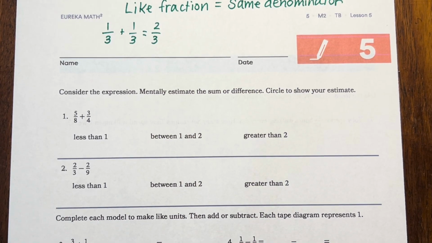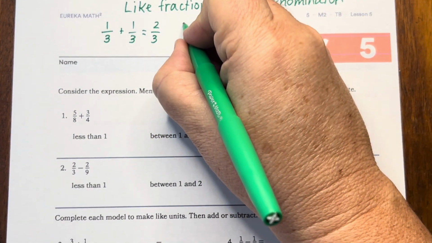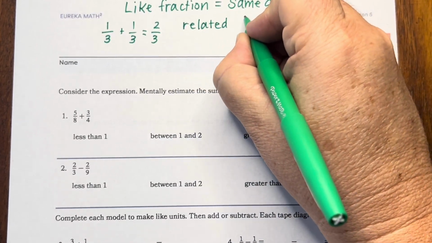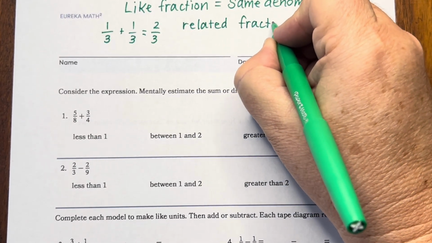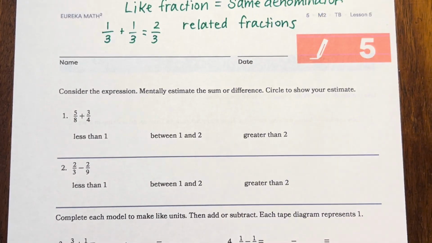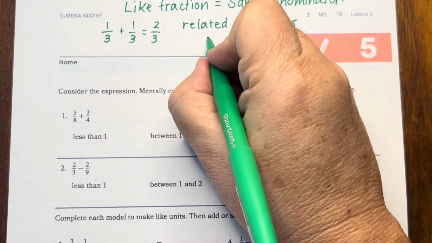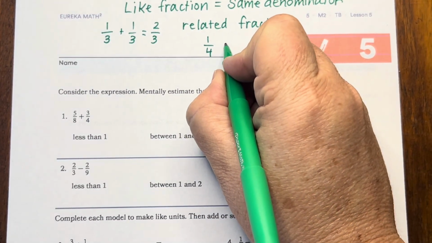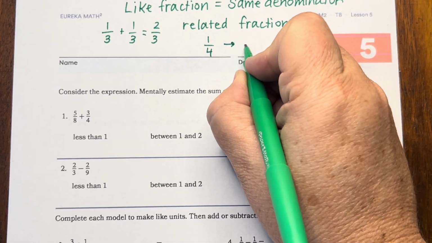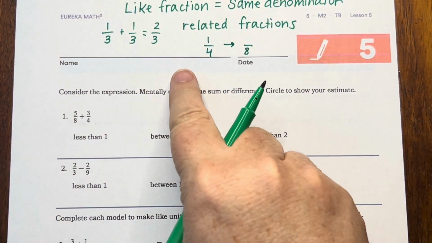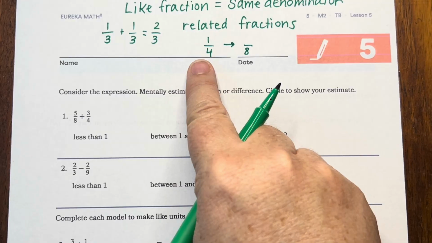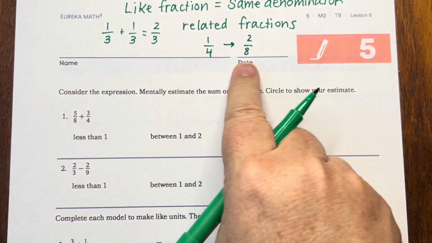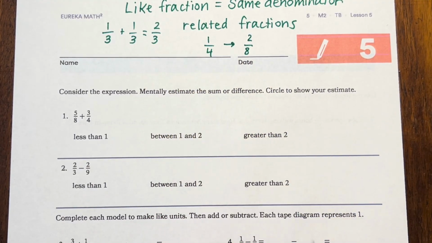Another term you're going to hear is related fractions. Related fractions are fractions where the denominators are related to one another. For example, if I have fourths, I can see how that could be related to eighths because I could change fourths to eighths, kind of that idea of fact families, if we will, right? So related fractions are related.